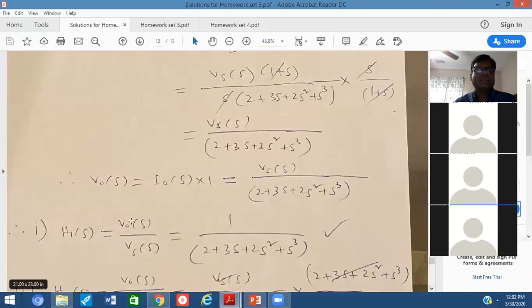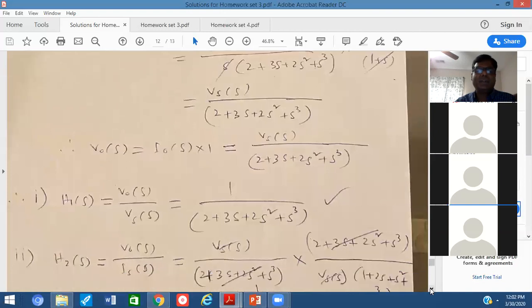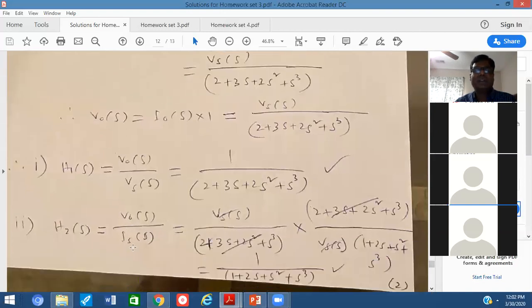First one was V naught over VSS. So you see V naught over VSS directly, this is the answer. So I just gave the check mark. And then number 2 was V naught over ISS. So that was my V naught S, and ISS I calculated. I plugged in. So this one cancels, this one cancels. So the result is 1 over this one. So I get the check mark here.